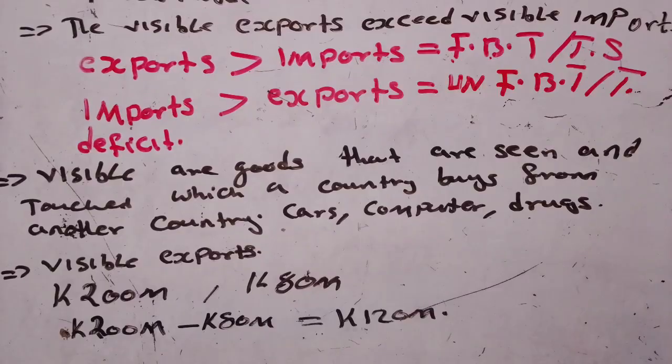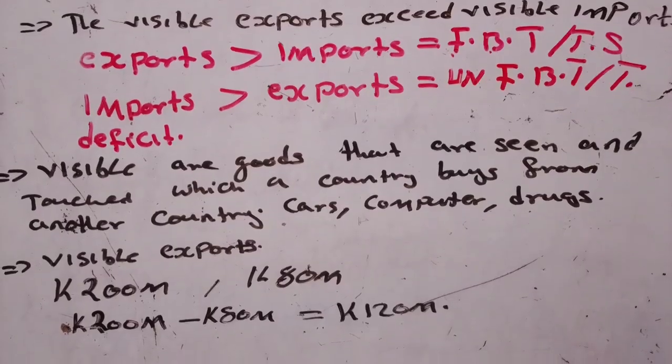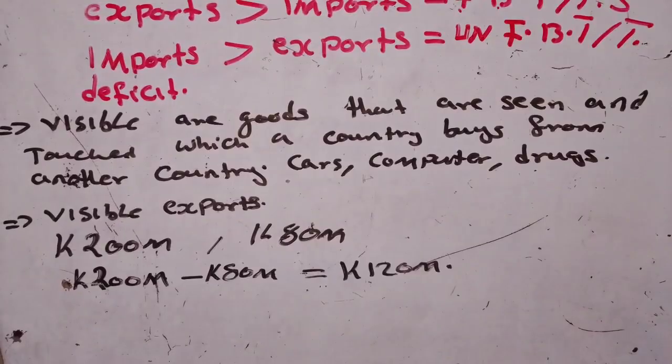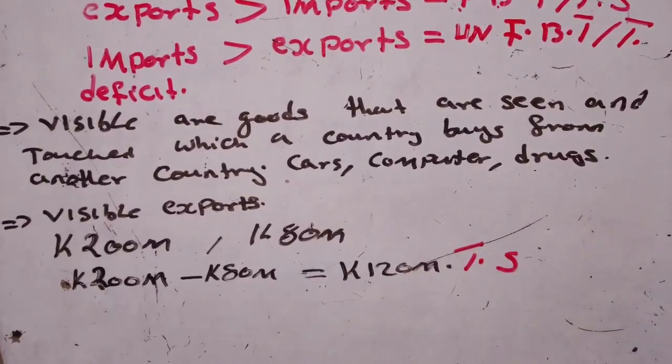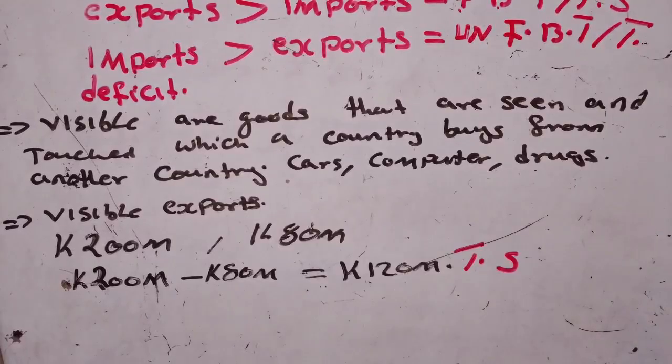So this is a positive figure because this is a greater number, hence we get the sign from the bigger number, which is 200 million. So the positive figure of 120 million will be regarded as trade surplus. In other words, we can say that Zambia has gained because we have the trade surplus, and this means that there is a favorable balance of trade.